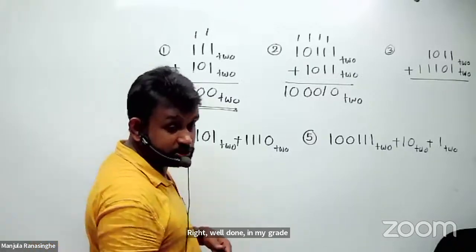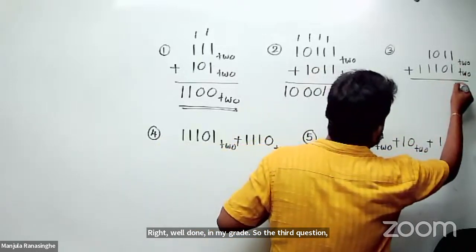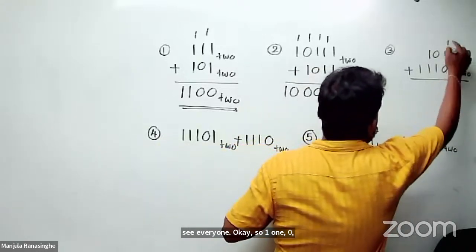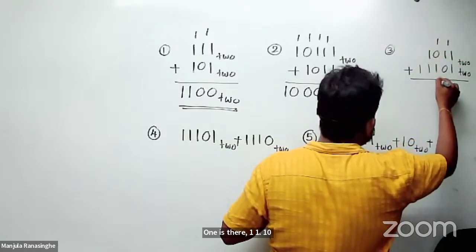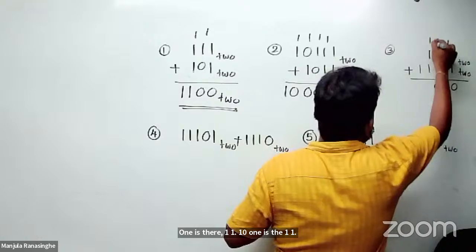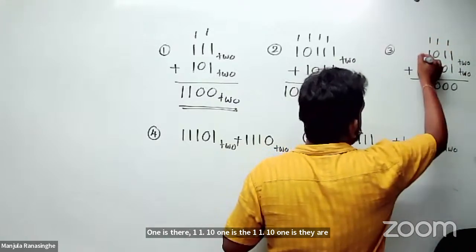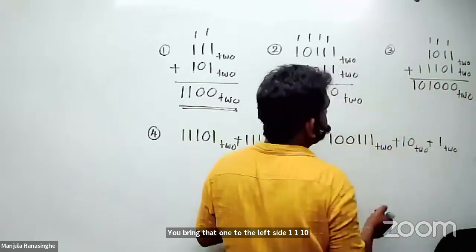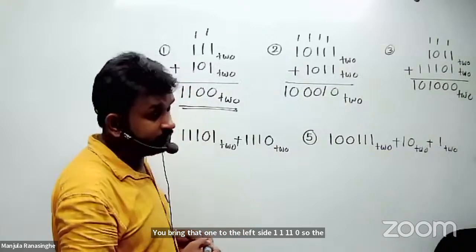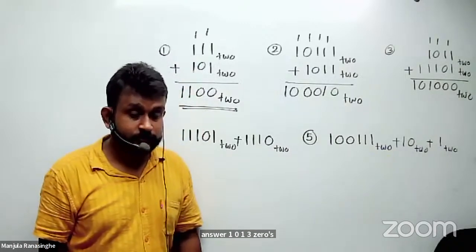So the third question, see everyone. Okay. So 1, 1, 0. Right. 1 is there. 1 plus 1 is 10, 0, 1 is there. 1 plus 1 is 10, 0, 1 is there. 1 plus 1 plus 1 is 11, 1 there. You bring that one to the left side. 1 plus 1 is 10, 1, 0. So the answer is 1, 0, 1, and 3 zeros. Got it?